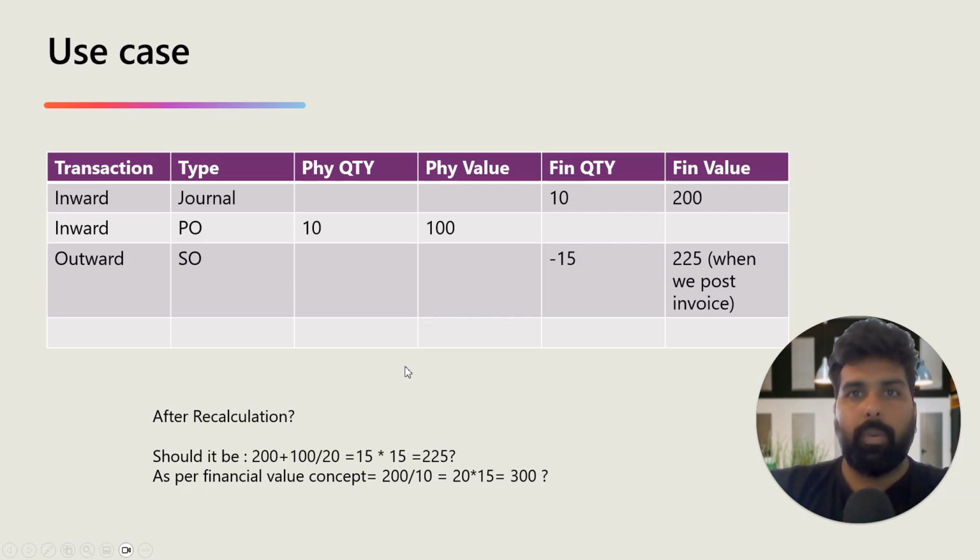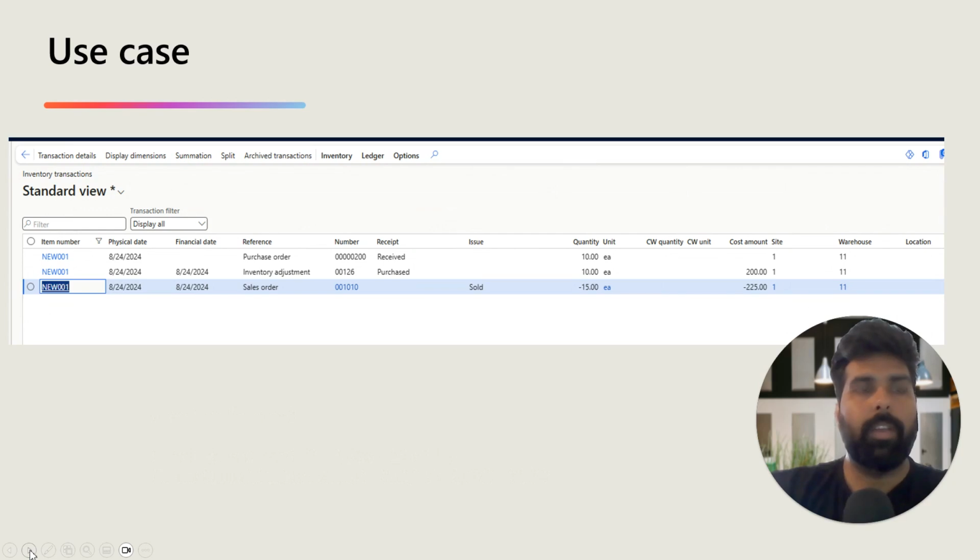Now this feature is only for the inventory recalculation and the weighted average valuation methods, and also it is not available for the inventory closing. So if you perform the inventory closing, you have to run the inventory recalculation one more time to get this physical value included. But now let's understand the traditional method, how it is going to work.